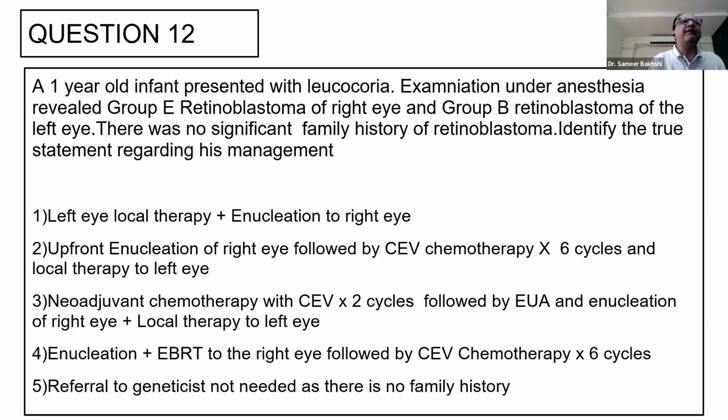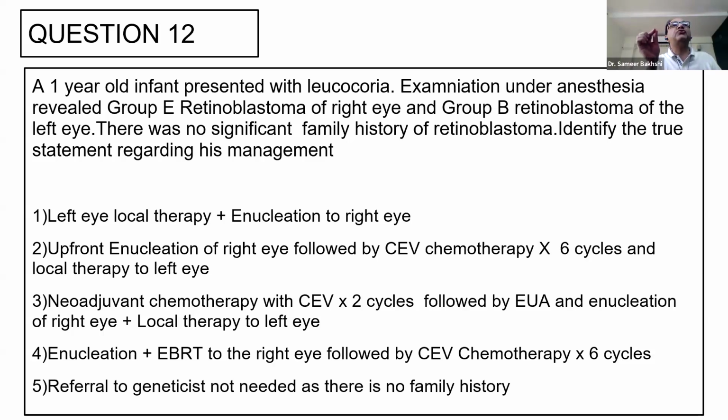Left eye local therapy with enucleation of right eye, true or false? Sir, false. It will be false under treatment. Okay. Upfront enucleation of right eye followed by CEV for 6 cycles and local therapy to left eye. I'm not sure. Could be true, sir. It is true. It is perfectly fine. You will do upfront enucleation of right eye because it is group E. You will give chemotherapy 6 cycles because you also have a group B.